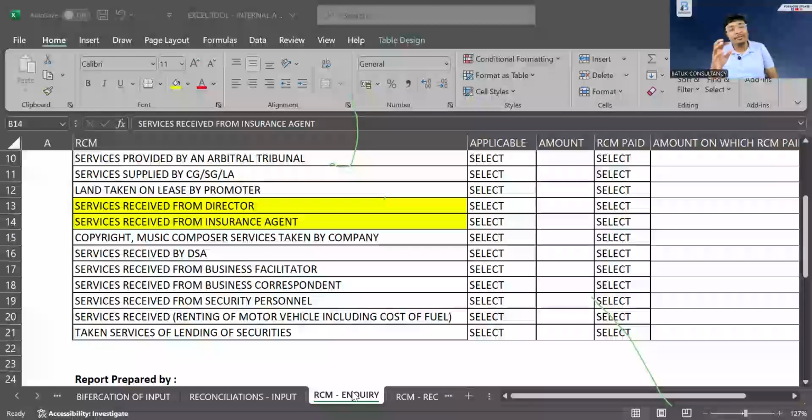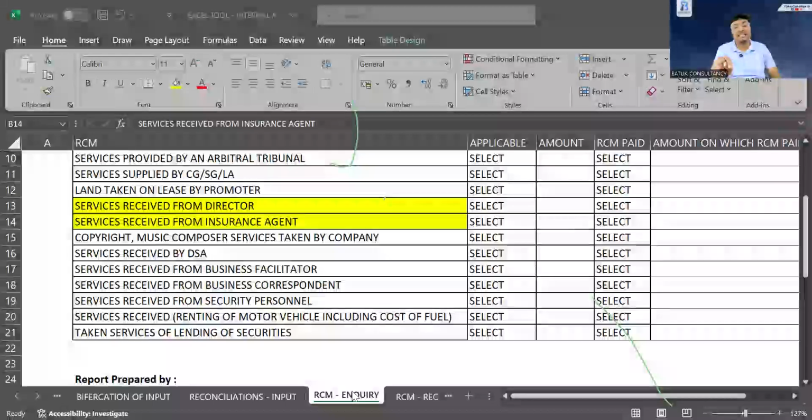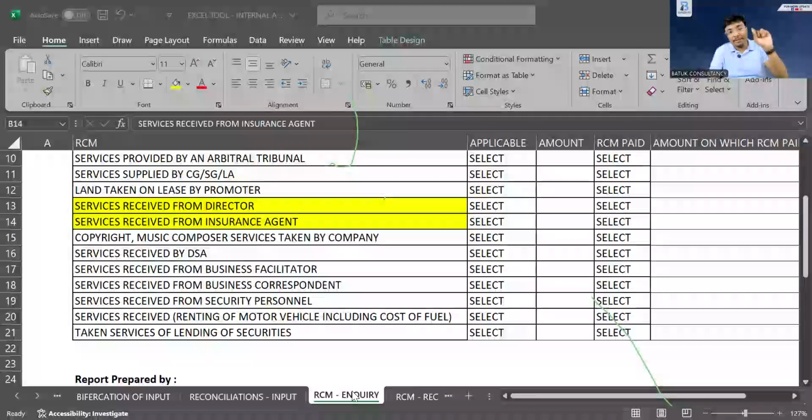Sir, applicability of GST on advocate. Sir, if the advocate provides return filing services, in that case no RCM is applicable. If the advocate is providing any legal services, then yes, RCM is applicable. So we just need to keep this point in our mind from the advocate perspective. Return filing, professional fees, no RCM. But if any legal services have been provided, then yes, RCM is applicable.